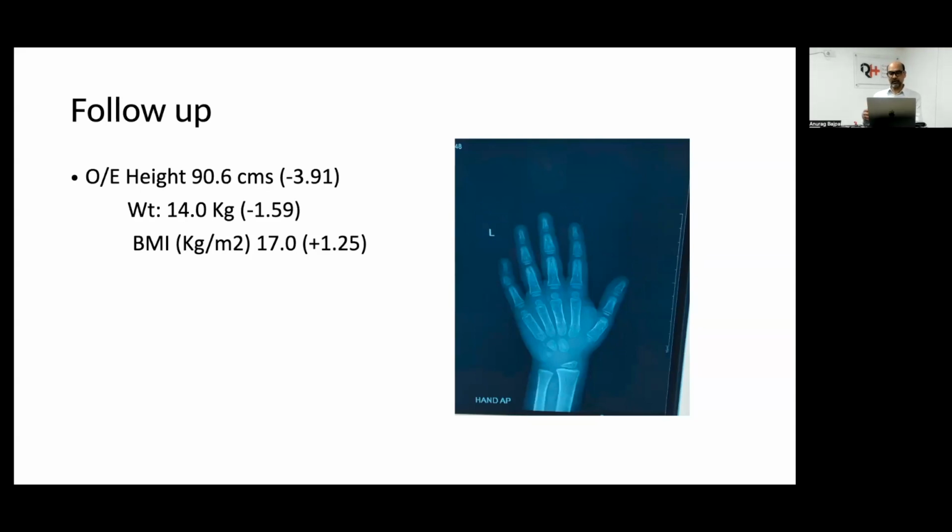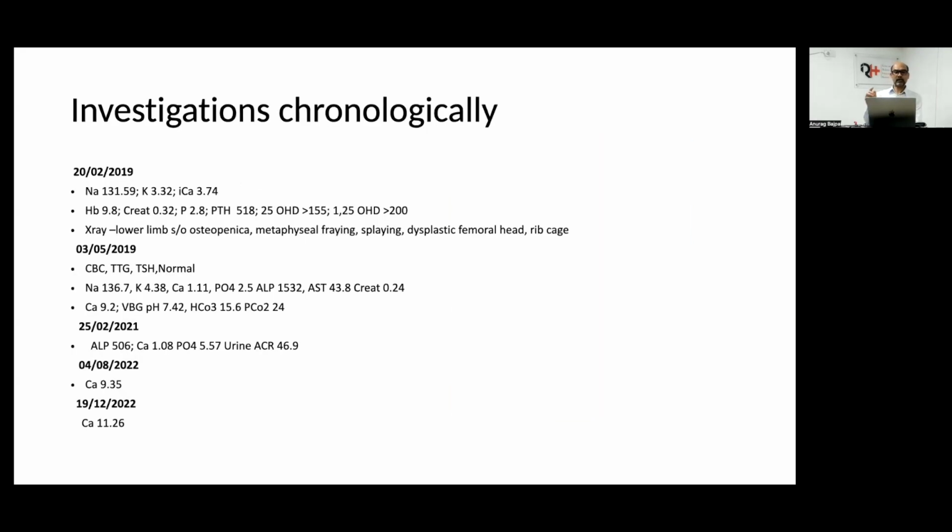So finally, just like Dr. Niti's case, this case also turned out to be vitamin D dependent rickets type 1, because this child also had the genetic test done, which clearly showed that it's an autosomal recessive 125 hydroxylase deficiency. And these are all the investigations in chronological order, which I have just noted.